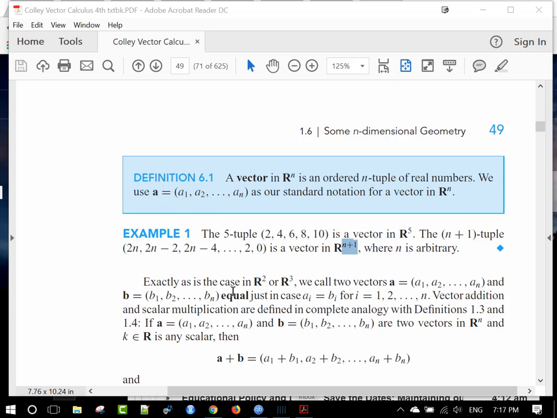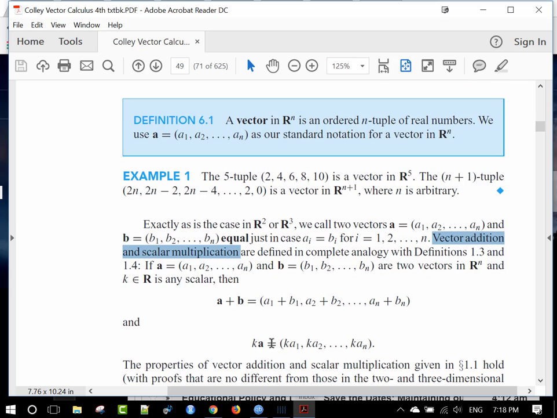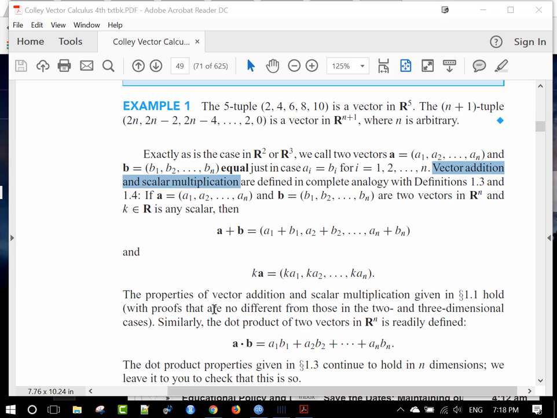And we carry the same concept of equal, where a and b are equal if they have the same elements in each position. So ai equals bi for every i. We also extend the notion of vector addition and scalar multiplication easily. A plus b looks like this, and ka looks like this. She says that you can prove these in a very similar way to the way we prove them in R2 or R3. And then we have the dot product like this.